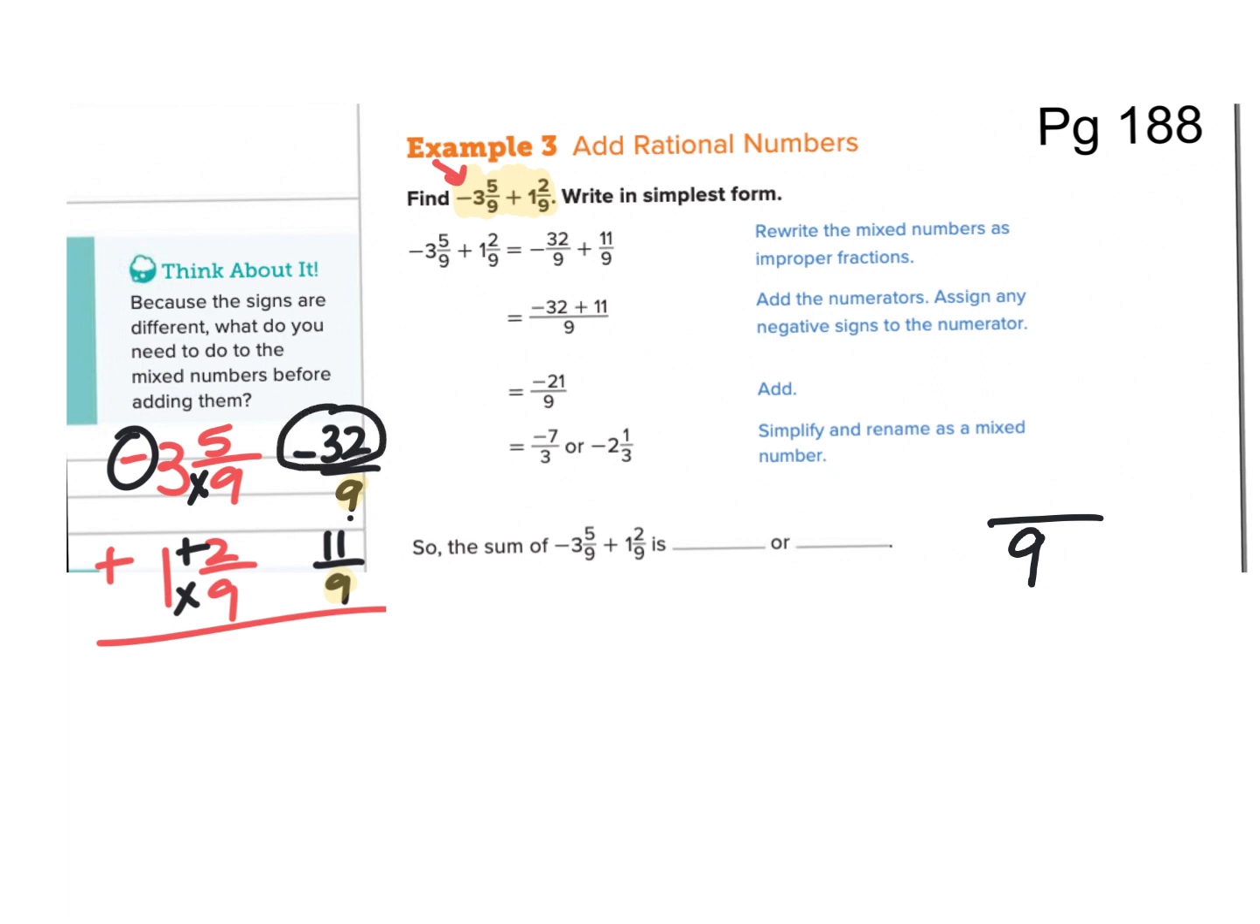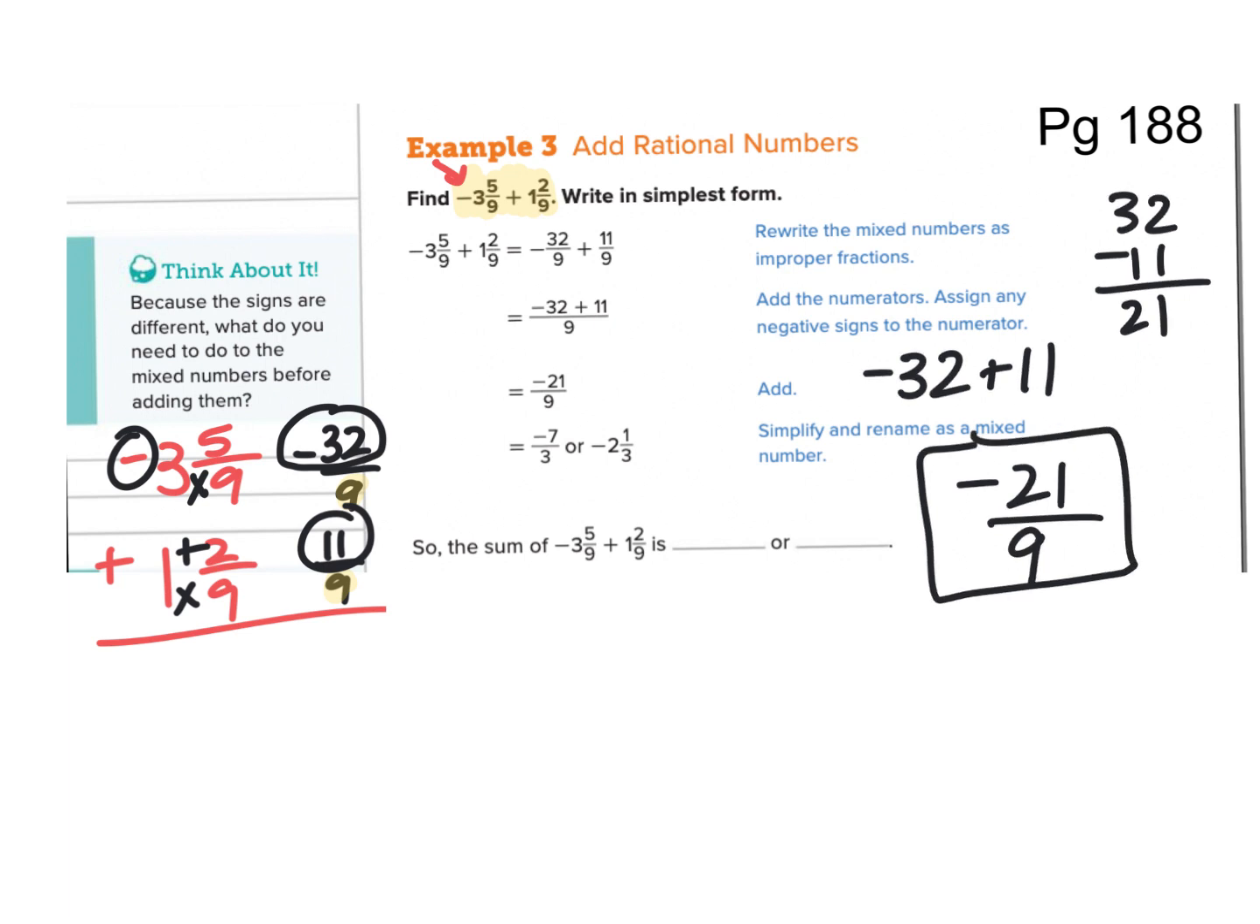I'm doing negative 32 plus 11. Now if you forgot how to do negative 32 plus 11, it's what do you have more of? I have more negatives. How many more? I'm going to do 32 take away 11, and I end up with 21. So my final answer is negative 21/9.